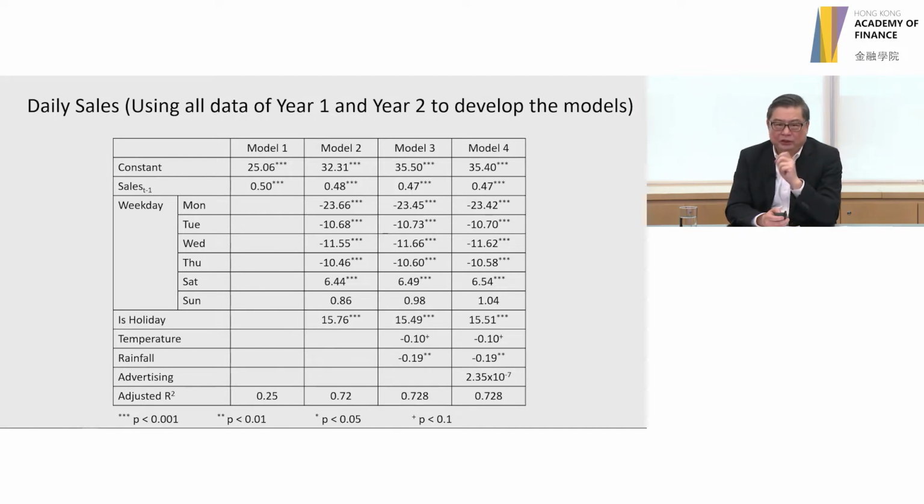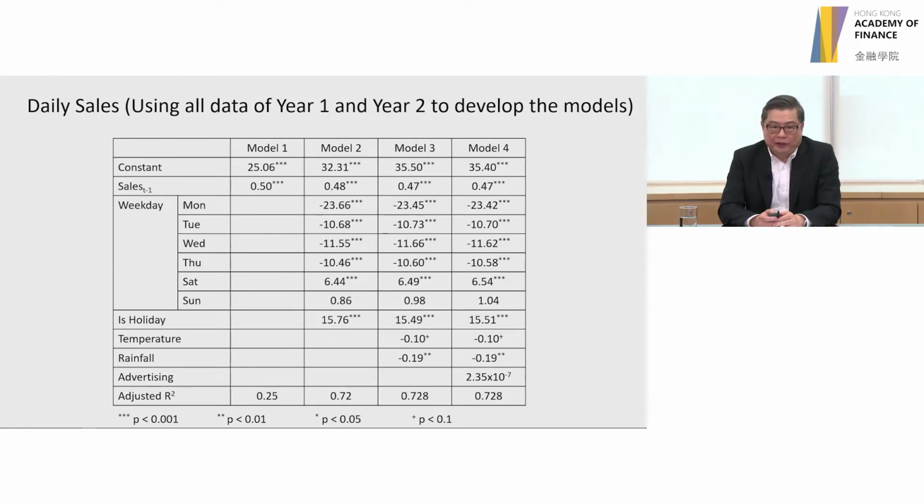Okay, so let's move on to model 2. In model 2, we include the weekdays and also the holidays effect. As you can see, model 2 is a big improvement over model 1. By just looking at the adjusted R-square, it goes from 0.25 to 0.72, a big jump. Why is it a big jump? Because the weekdays and the holiday effect explain a lot of the daily sales. You can even drill down into which day has the highest sales and which has the least. So the least is Monday, at minus 23.66, and it's significant. And Saturday turns out to be the day that generates the highest sales on average.